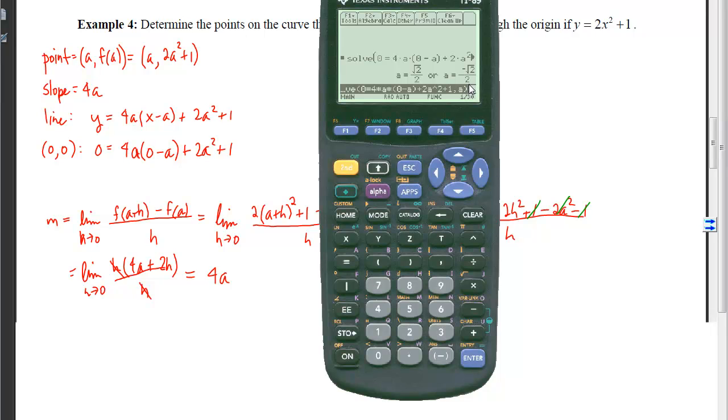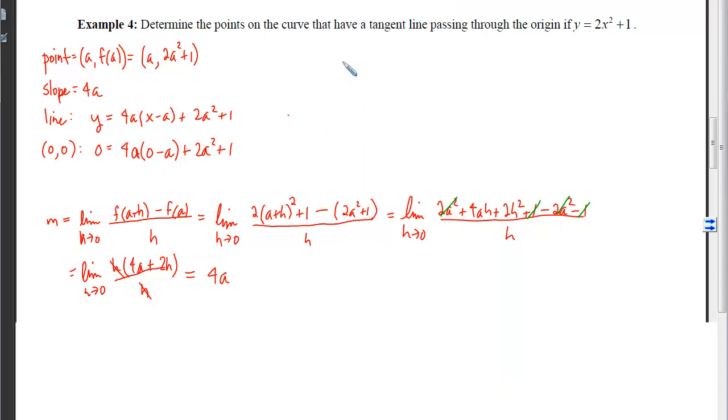So those are the x coordinates of the 2 points that work. So back on our home screen over here, we're going to write the points are now going to be root 2 over 2 and negative root 2 over 2. They're both going to work.